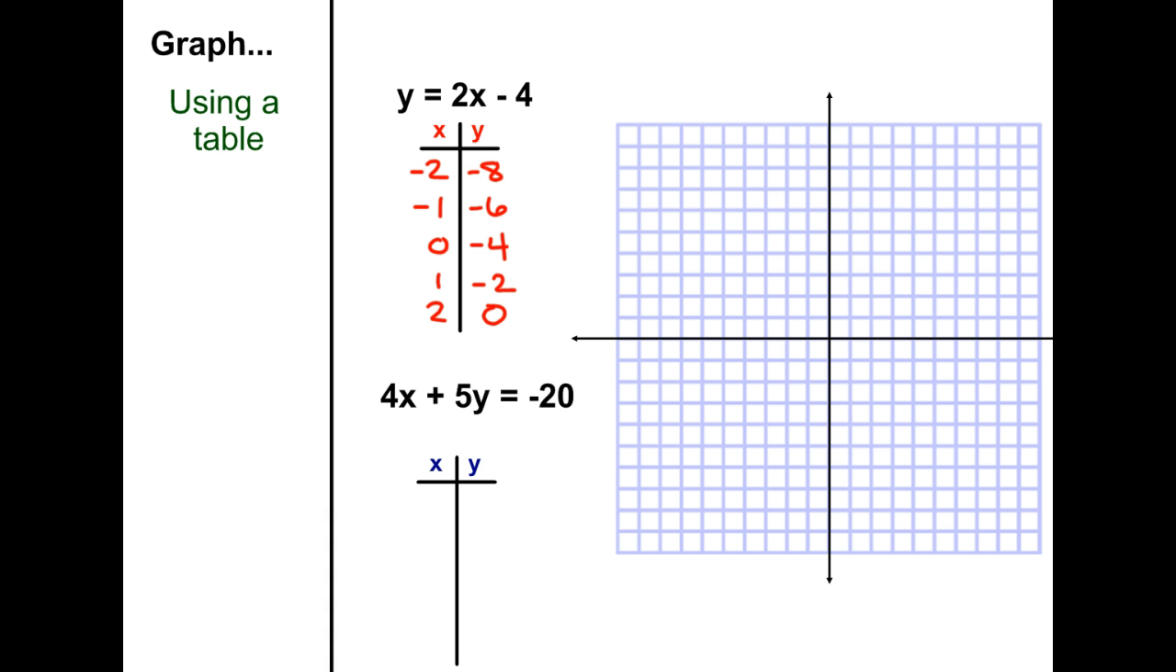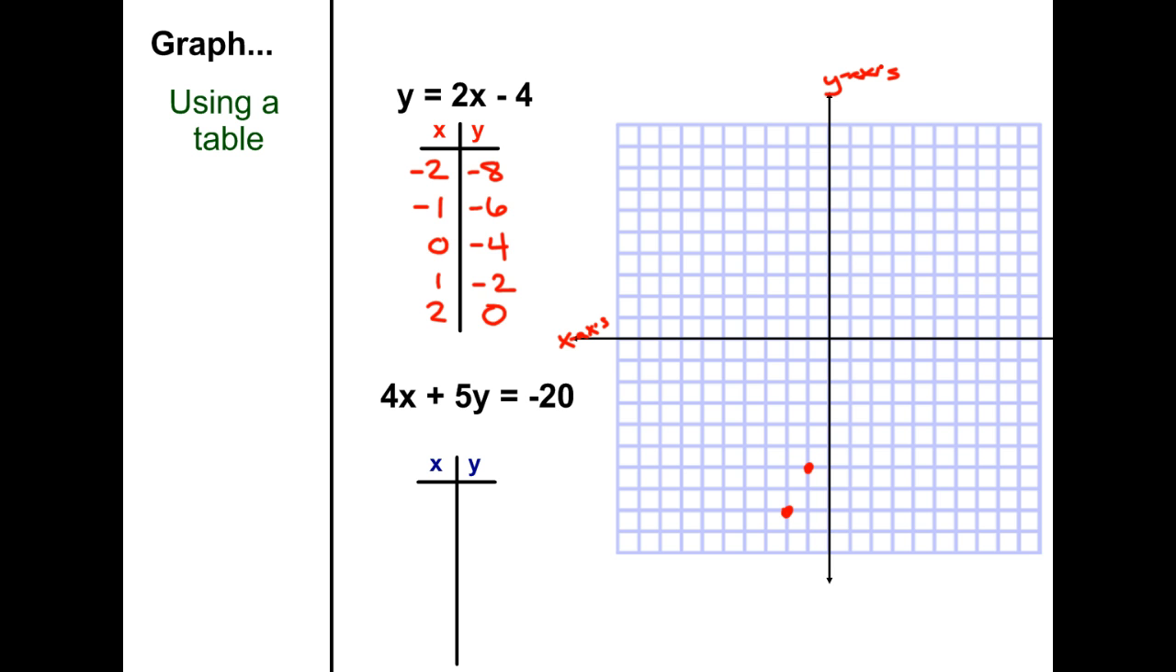Now we go over to our graph, and remember our x's. Here's our x-axis, and here's our y-axis. X's go left and right, y's go up or down. So since it's negative 2, we're going to go left 2. Negative 8 for my y, we're going to go down 8. So we're going to get the point down here, negative 2, negative 8. Then we're going to go negative 1, left 1, down 6.